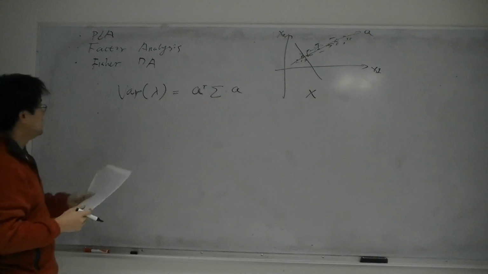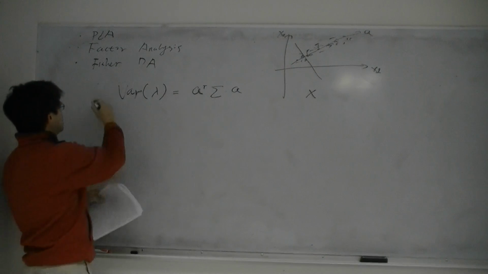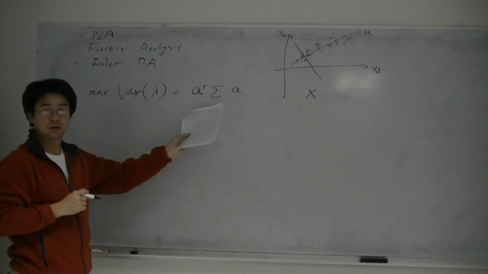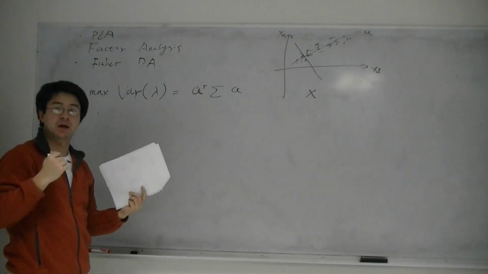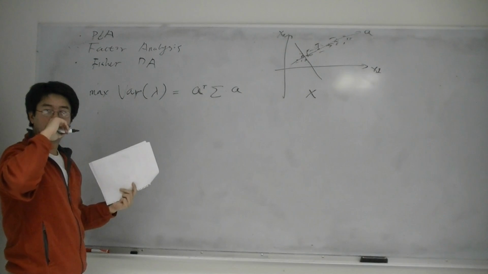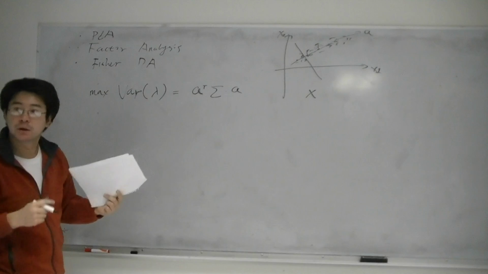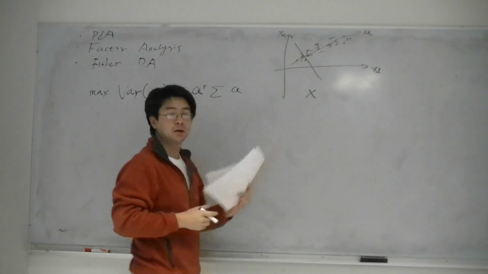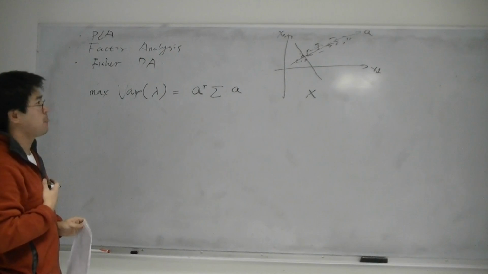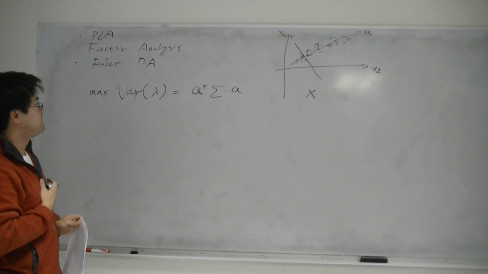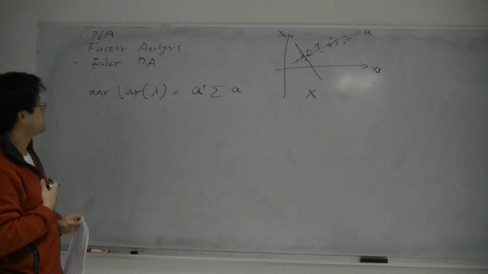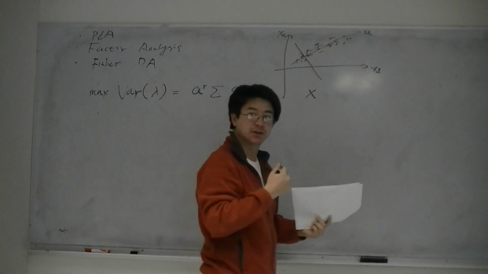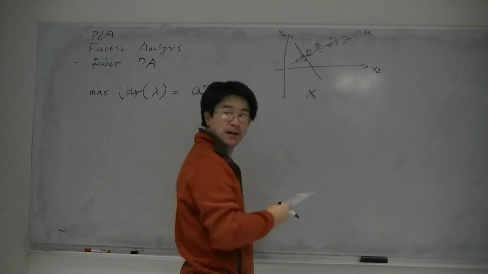It turns out if we want to maximize this variance, it's actually very easy. We can just increase A. We can make it arbitrarily large. So the capital sigma is the covariance matrix of the original data. Let me see if I should show it. Okay, so maybe I just show it.